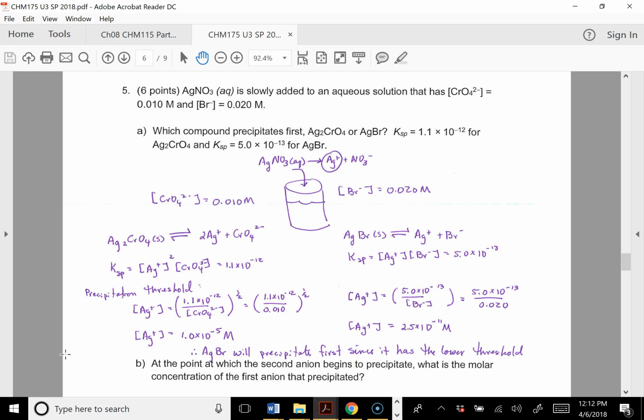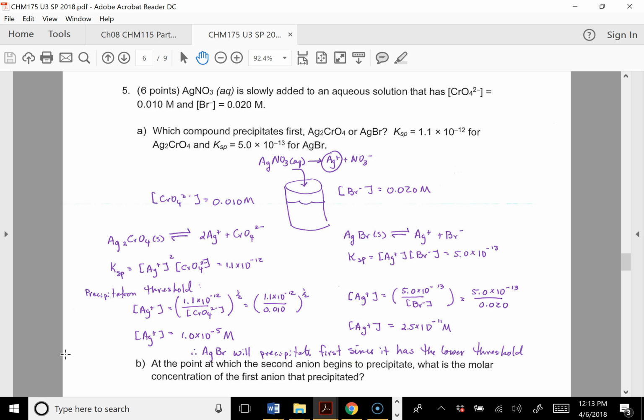The KSP was given for the salt. Do a similar thing on the bromide side. On both sides, we're coming up on the threshold for the silver. How much silver do we need to drip in order to have the chromate that was given precipitate? We can take the KSP expression, rearrange it for the silver ion, and get the threshold for the silver. For chromate it is 1.0 times 10 to the minus 5. For the silver bromide, it's 2.5 times 10 to the minus 11. Since this is smaller, it's going to happen more quickly, so your silver bromide will precipitate first.